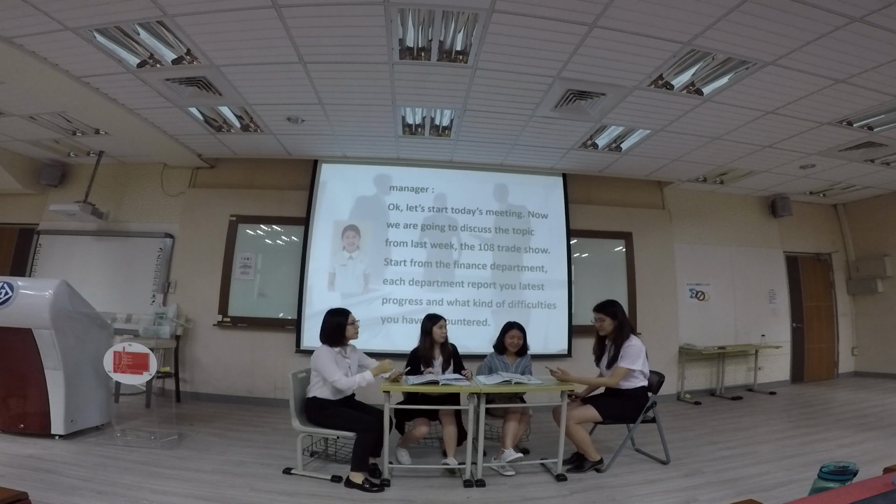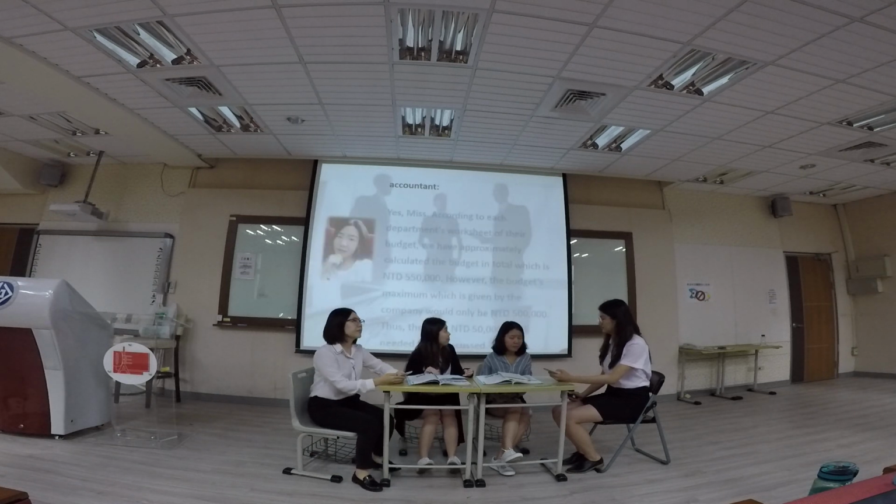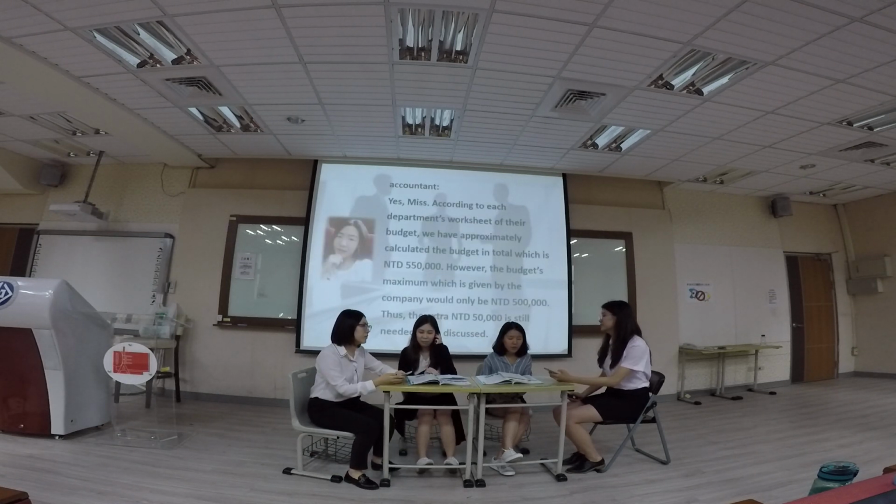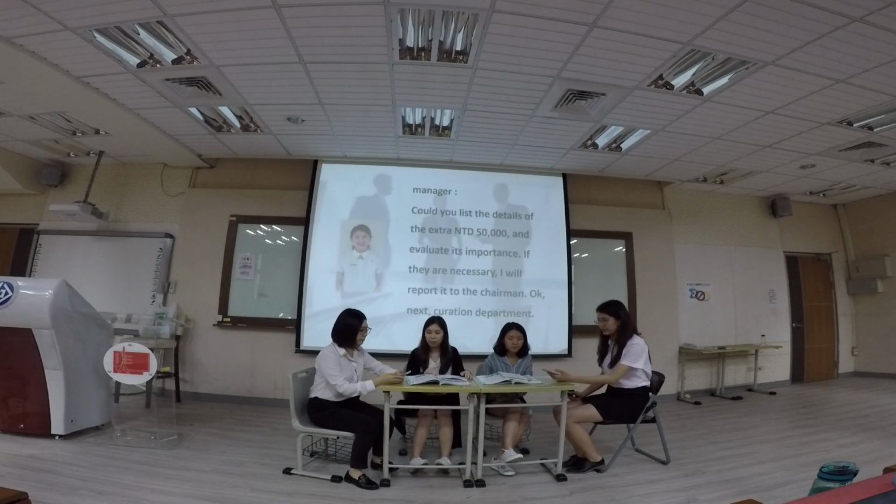Okay, let's start today's meeting. Now we're going to discuss the topic from last week, the 108 trade show. Start from the finance department. Each department report your latest progress and what kind of difficulties you have encountered. Yes, Miss. According to each department's worksheet of their budget, we have approximately calculated the budget in total, which is 550,000 New Taiwan dollars. However, the budget maximum given by the company would only be $500,000. Thus, the extra $50,000 still needs to be discussed. Could you list the details of the extra $50,000 and evaluate its importance? If they are necessary, I will report it to the chairman.